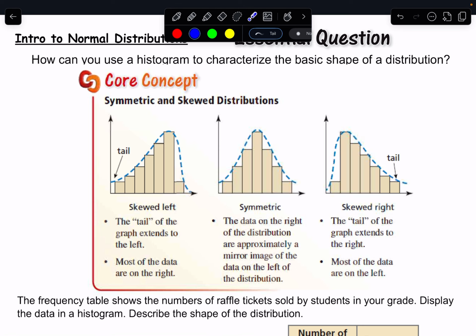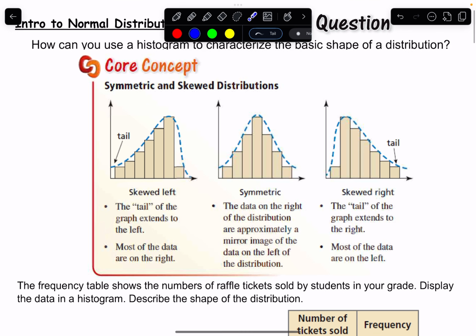This skewed left, skewed right, and symmetric, when it asks you to characterize the basic shape of a distribution, these are the words that you're looking for. When you look at the histogram, you want to say it's skewed left, it's symmetric, or it's skewed right. Now, a histogram is kind of like a bar chart, but the different bars that represent the data are all side by side and touching each other.